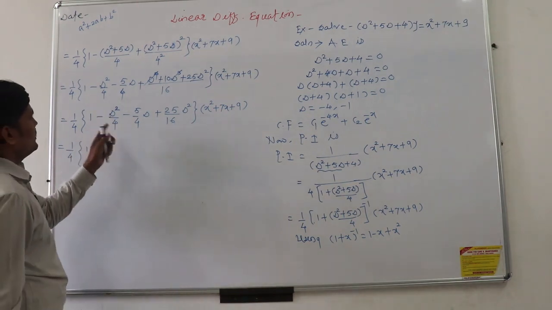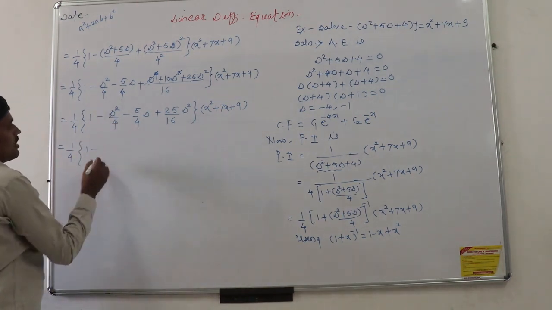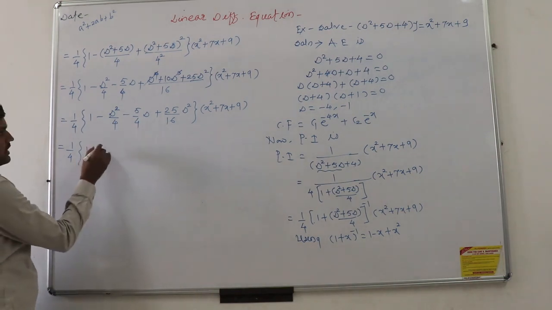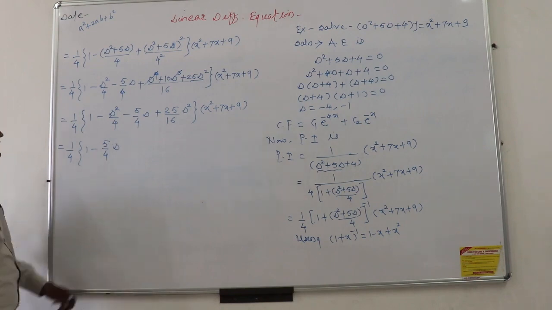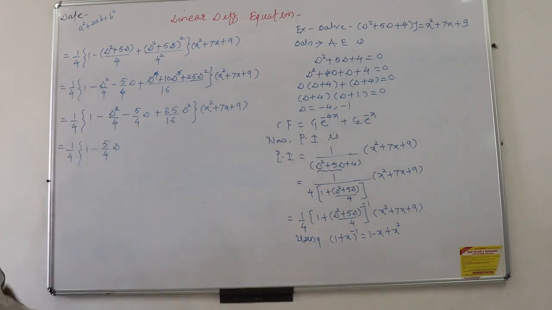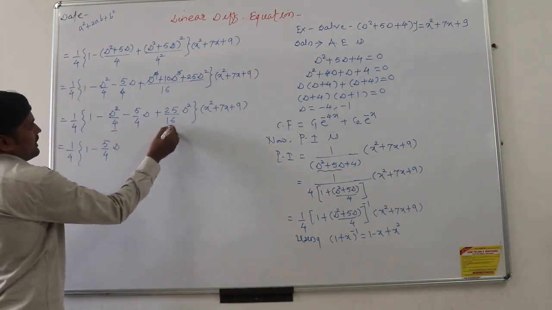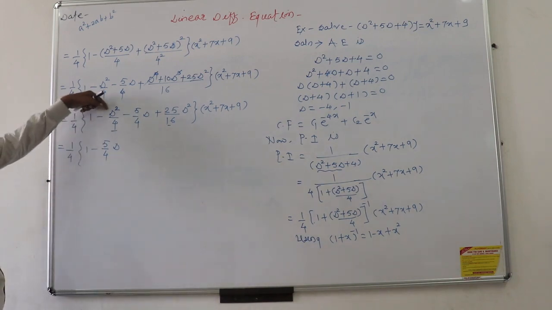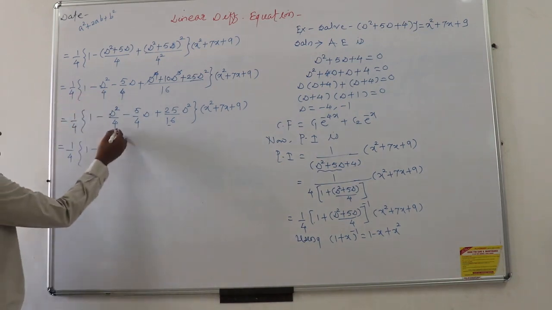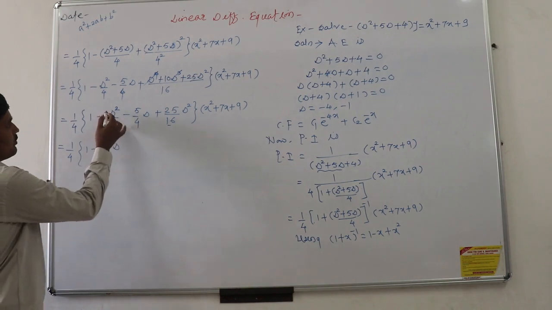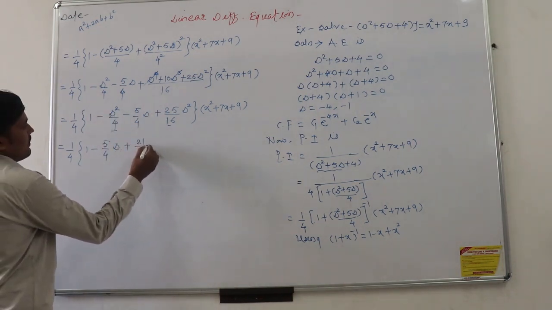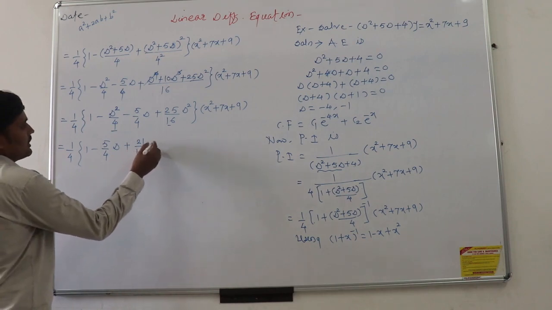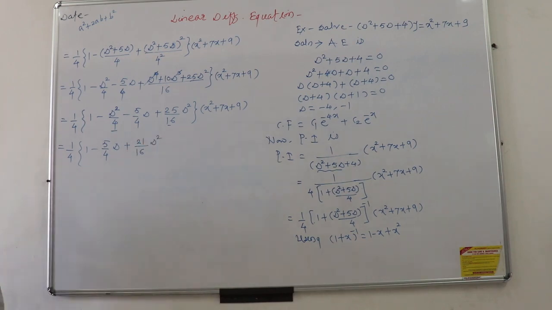Now there are two terms of d square. Simplify d square by 4 minus d square by 4 and plus 25 by 16 d square, and minus 5 by 4 d is as it is. So simplify. It is 4 and 16. If you multiply it by 4 and divide by 4, then the base is 16. Then it is minus 4 plus 25, that is plus 21 by 16 d square.